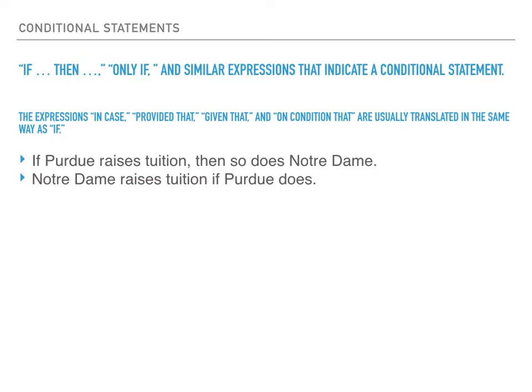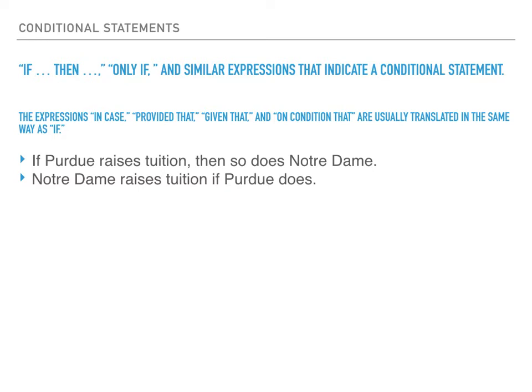So if you look at the first sentence there, if Purdue raises tuition, then so does Notre Dame, and you read the word if, then directly what's to the right of that is going to be the antecedent of the conditional statement. And how you know which proposition is directly to the right of it, typically, is by following over to find the comma. The comma comes usually before the word then, and everything in between the word if and the comma is the proposition that goes in the antecedent. So in the first sentence, it's Purdue raises tuition. That's in between the word if and the comma.